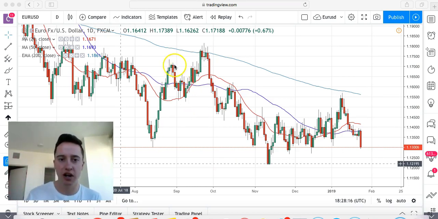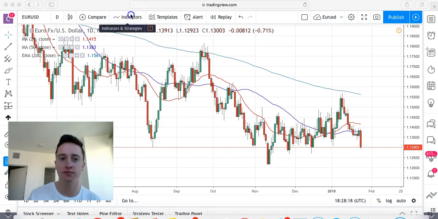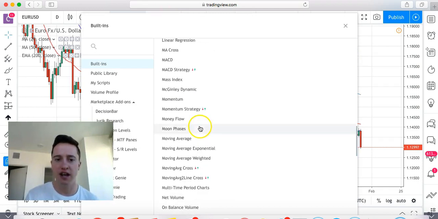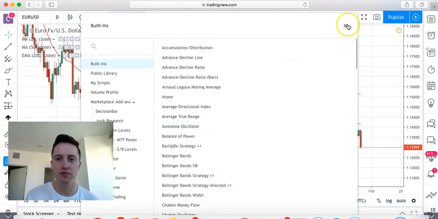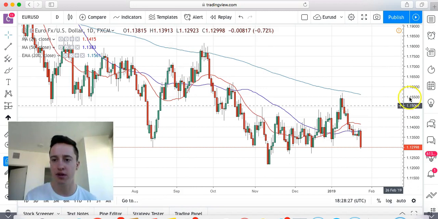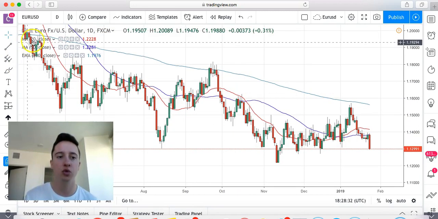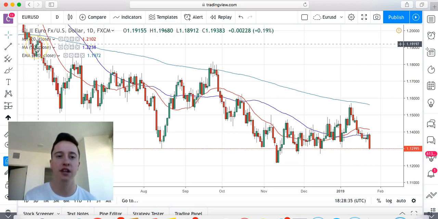Let's dive in, guys. Right here we are on tradingview.com. We have our indicator tab right here. You guys can find any indicators that you want to use. The main indicators that I use on my chart, guys, are the moving averages right here. I have my 20 length moving average and my 50 length moving average.